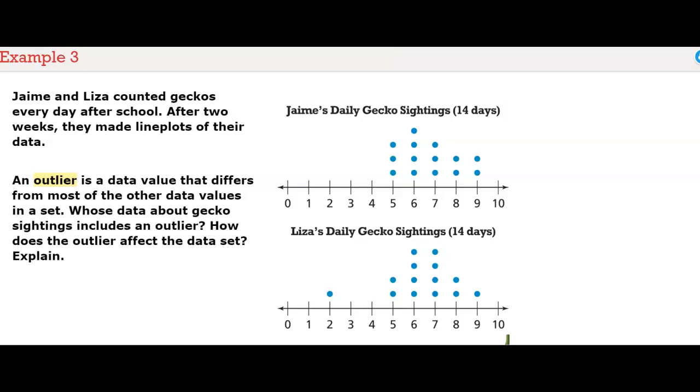Jaime and Liza counted geckos every day after school. After 2 weeks, they made line plots of their data. An outlier is a data value that differs from most of the other data values in a set. Whose data about gecko sightings includes an outlier? How does the outlier affect the data set? Explain.